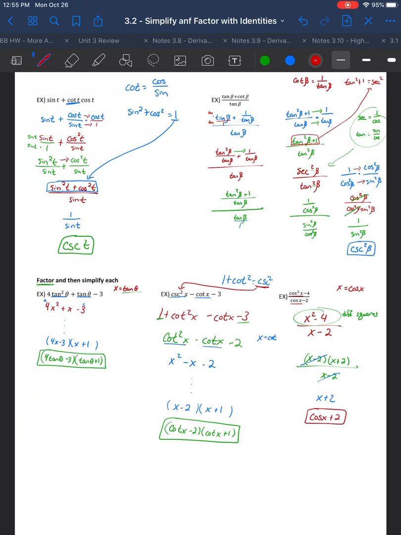Okay, continue working on your homework. If you're getting stuck on the first half of the homework, that is using the identities to simplify, please feel free to email me.